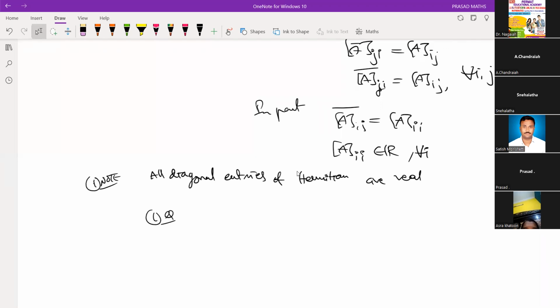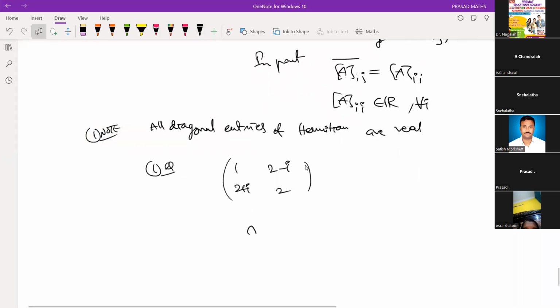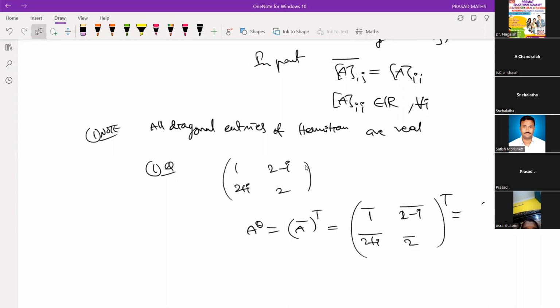Suppose you take this example: 1, 2 minus i, 2 plus i, 2. Take the conjugate, take the real number. Is it Hermitian? The answer is yes. What is A theta? A theta is nothing but A bar whole transpose. What is A bar? A bar is nothing but 1 bar, 2 minus i bar, 2 plus i bar, 2 bar, whole transpose. 1 bar is nothing but 1 itself because 1 is a real number.